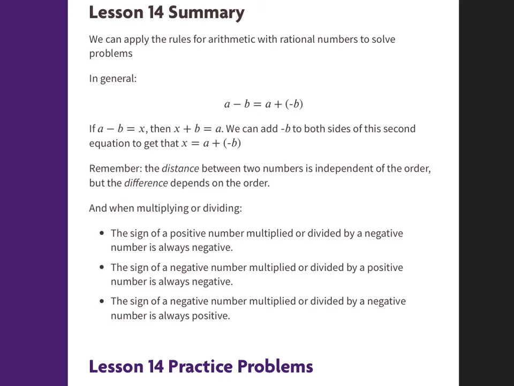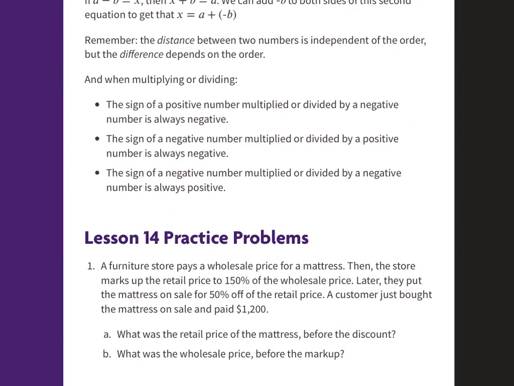The sign of a positive number multiplied or divided by a negative number is always negative. The sign of a negative number multiplied or divided by a positive number is always negative. The sign of a negative number multiplied or divided by a negative number is always positive. Remember, the rules for multiply and divide are the same. But always use that calculator to make sure we're getting the right answer.